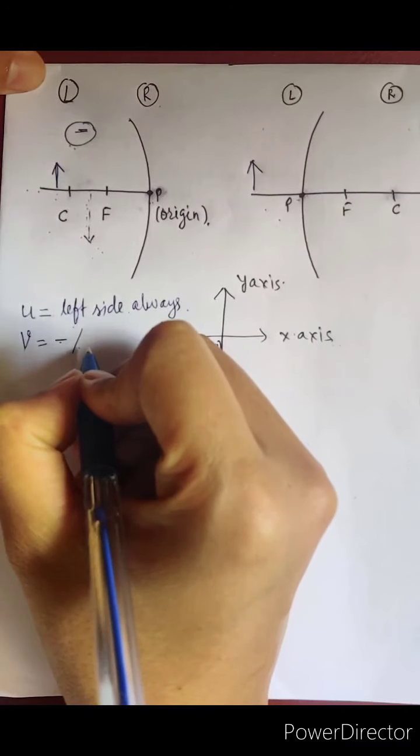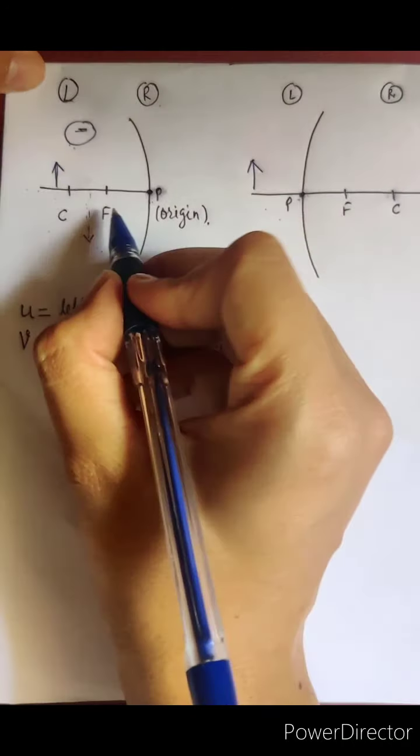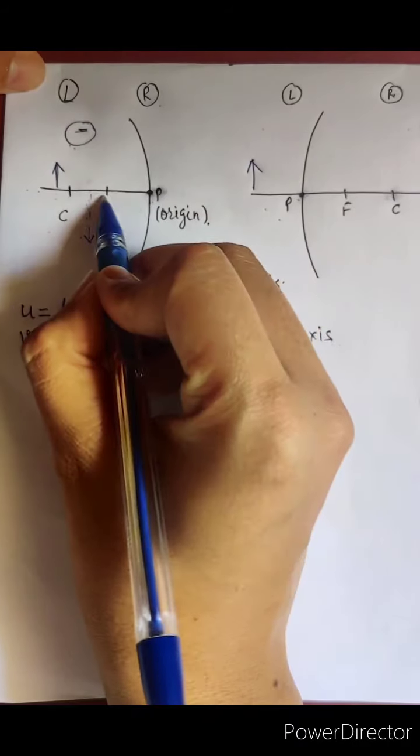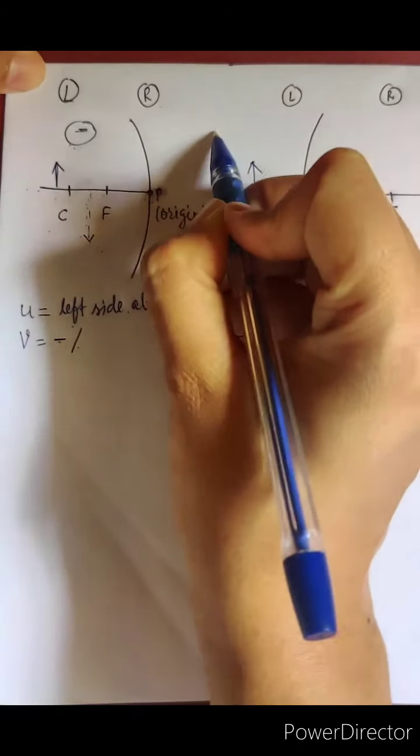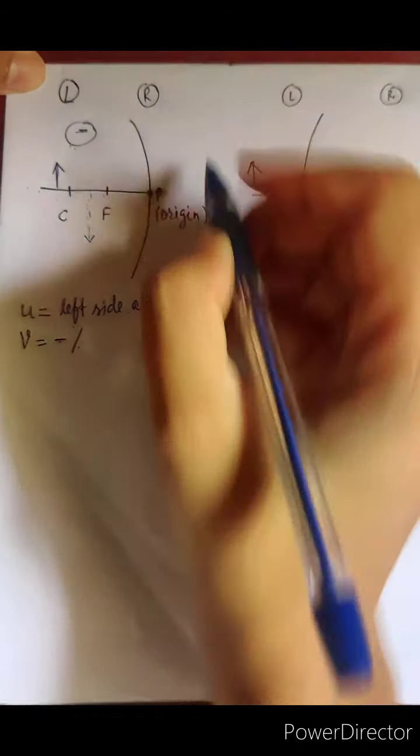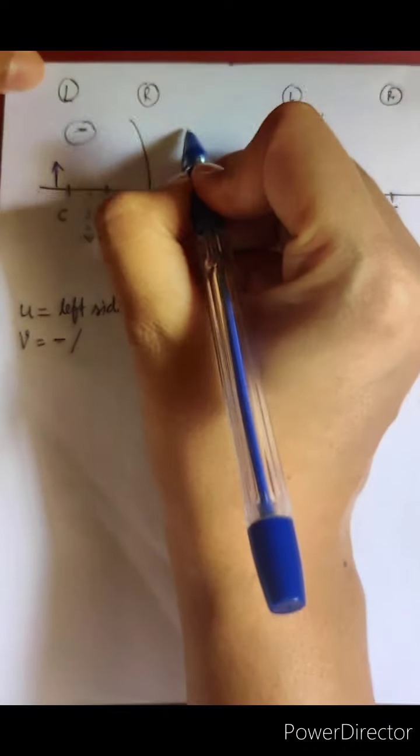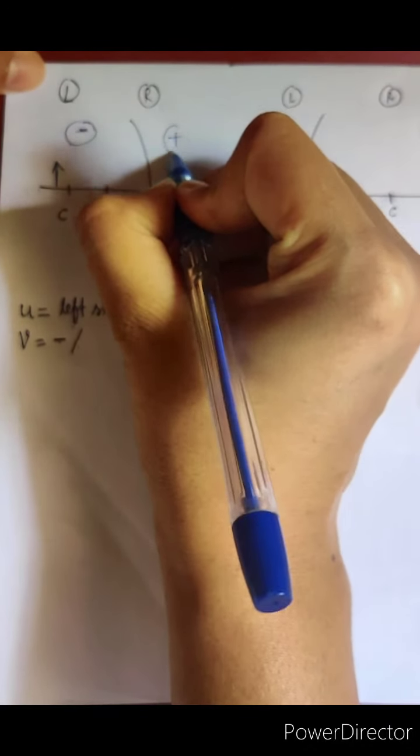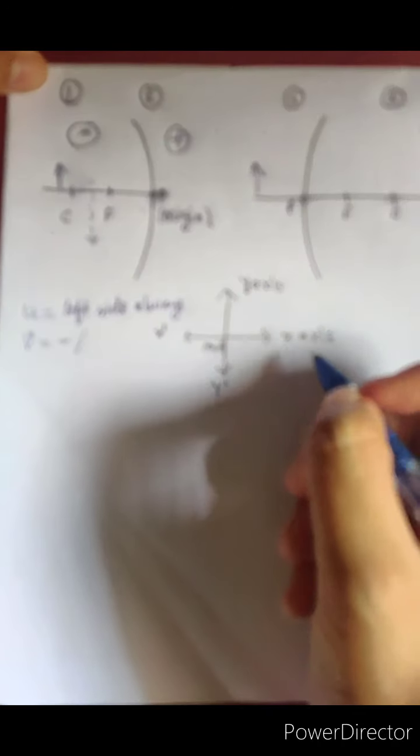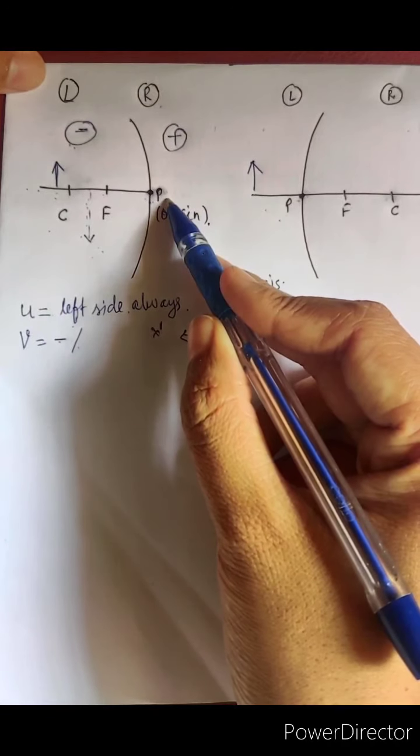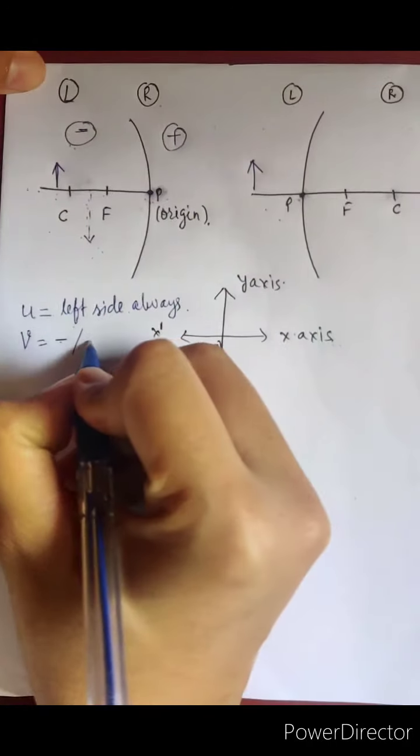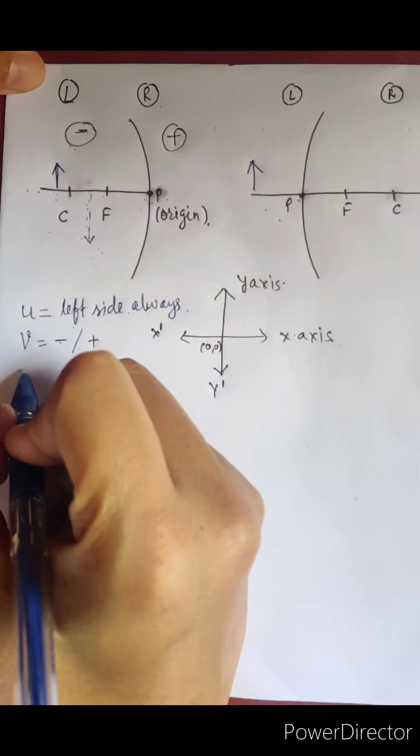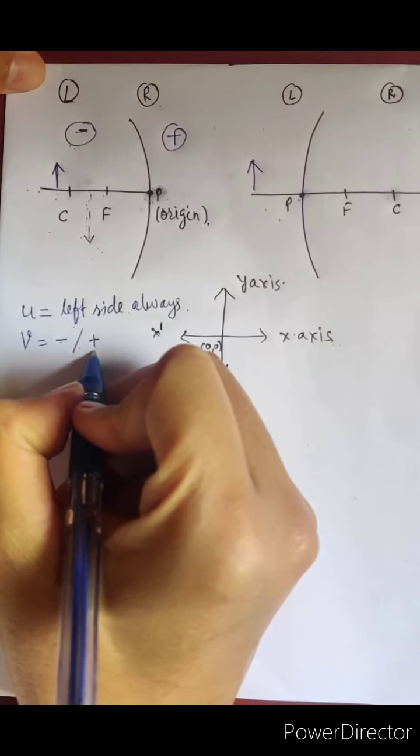And in one case of the concave mirror, that is when the object is kept between pole and focus, the image is produced at the back side of the mirror. So it means the image is produced on the right hand side. When the image is produced on the right hand side, it will have a positive sign attached to it. So in that case, the image formed will be positive in nature.